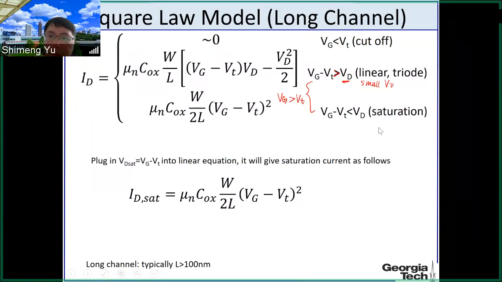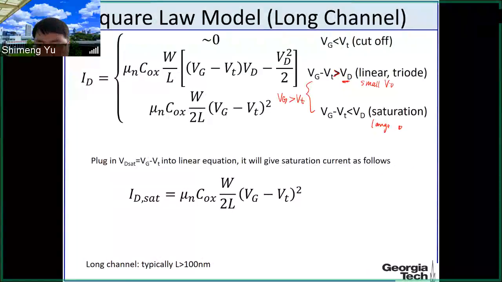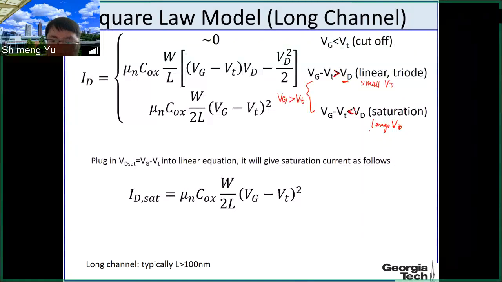And then if the Vd is larger than this turning point, Vg minus Vt, so Vd is larger than this Vg minus Vt, the transistor will enter the saturation. And at this saturation point, this turning point, we can get the current equation like this.